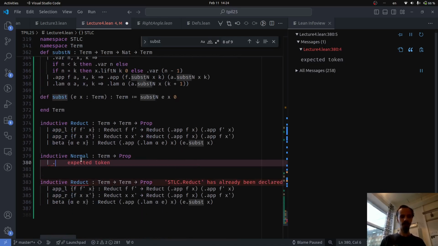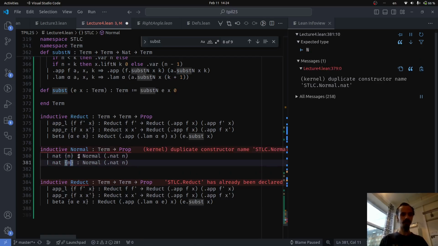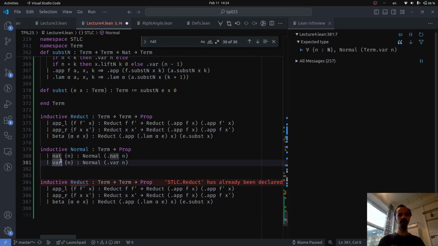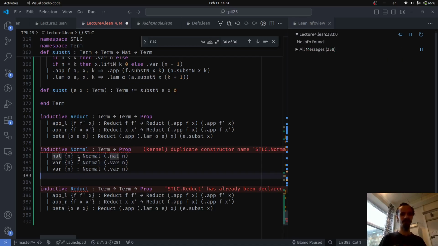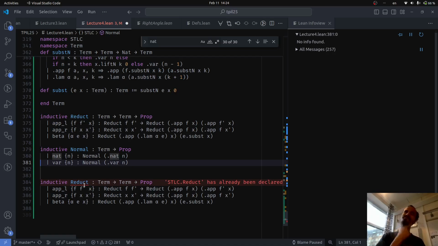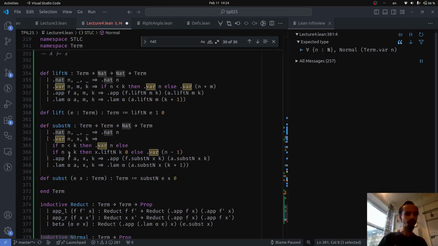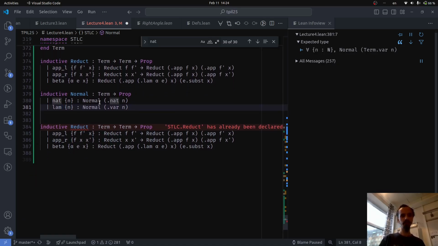So I guess natural numbers are a normal form. That's kind of the easy case. And variables are also a normal form because they can't be reduced in the empty context. Wait, no, they can't exist in the empty context. You probably don't want them to be normal forms. Let's say they're not normal. I think we want lambdas to also be a normal form.